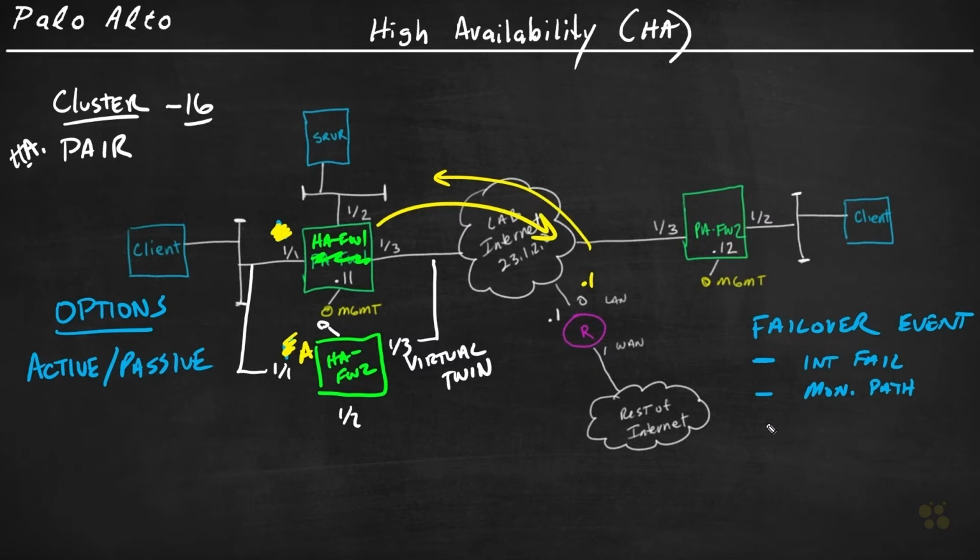Another item that can cause a failover event is heartbeat. So these firewalls use heartbeats, little ICMP messages, to check on each other, and if they don't get a response back, that could trigger a failover event. Another option that can trigger a failover event is health monitoring.